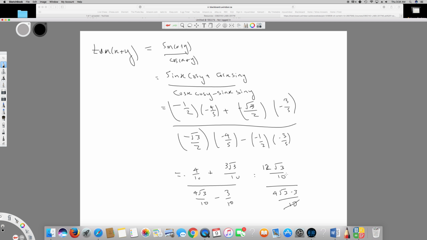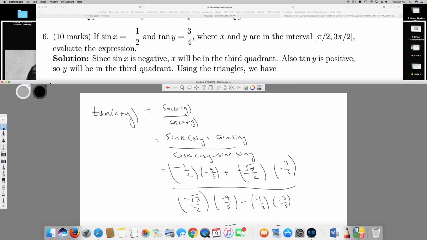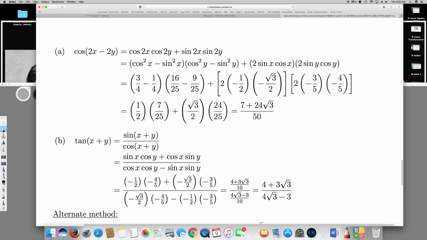So 10 cancels. Therefore, the answer is 12 root 3 over 4 root 3 minus 3. Now root 3 cancels in the numerator, but 4 root 3 minus 3 we can't cancel. That's it. That's the solution: 12 root 3 over 4 root 3 minus 3.